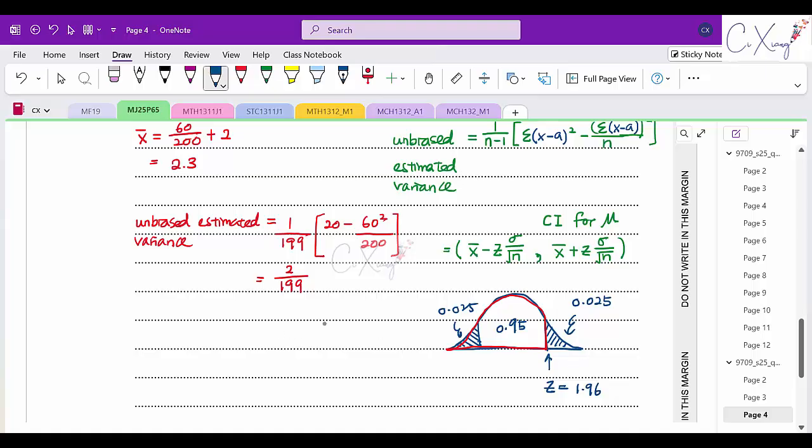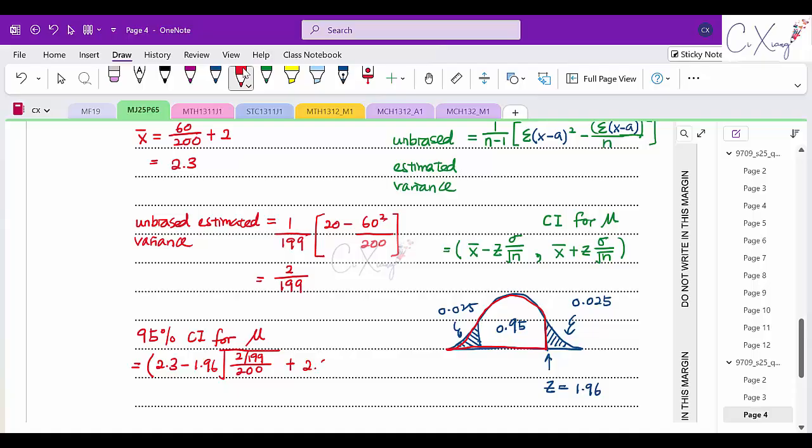Okay, you can see that I already have everything ready for the confidence interval for mu. Then we can start the calculation. The 95% confidence interval for mu, what is it? Just put in all the values that you have. Mean minus z, then sigma over square root n. I don't have sigma, but I have variance. So I take 2 over 199 over n, then I take the square root for the whole thing.